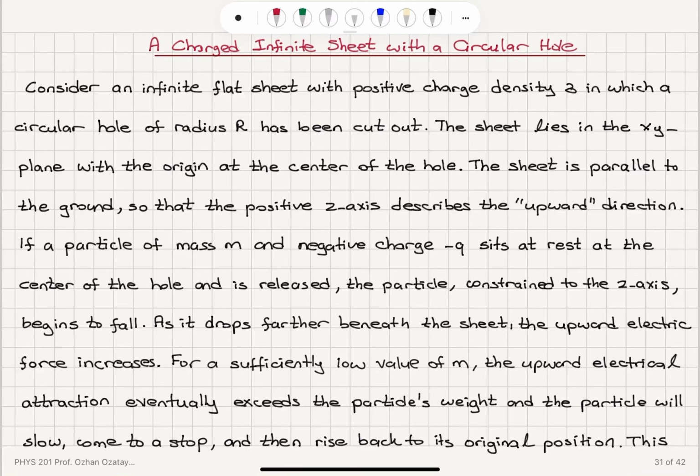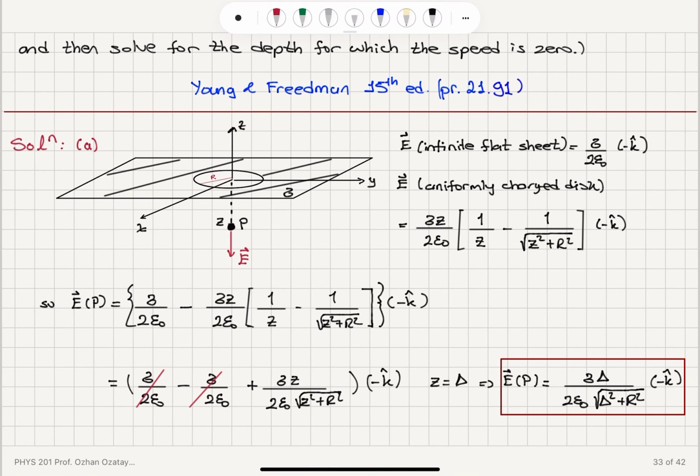Now we're continuing this problem on the charged infinite sheet with a circular hole in it. And remember that in part A, we have solved for the electric field at a point P, a distance delta from the center on the minus z axis. So we found it: sigma delta over 2 epsilon 0 square root of delta squared plus r squared in the minus k hat direction. And we have a negatively charged particle here. This will feel a force in the upwards direction.